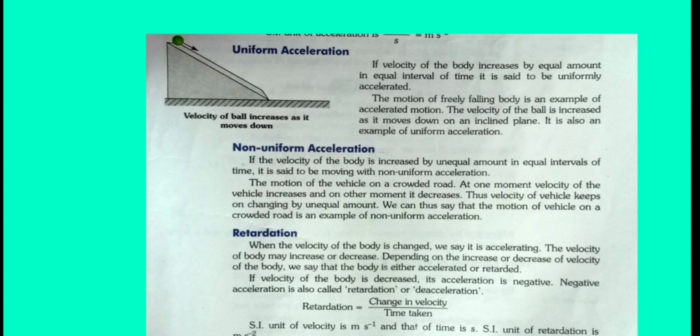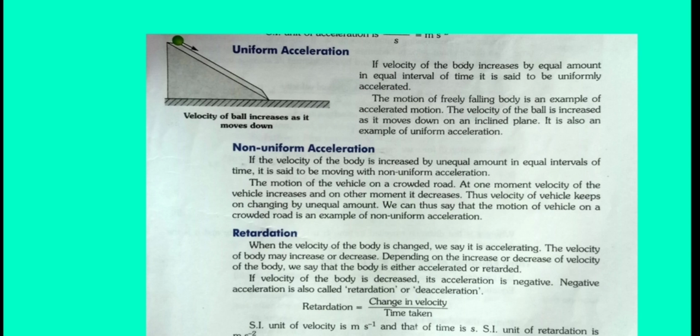In case the car covers 25 km in the first hour, then in the next hour it covers 30 km, and then after that it covers 35 km. So if you see the velocity, it increases every hour by 5 km per hour. So in this case we can say that the car is moving with a uniform acceleration.